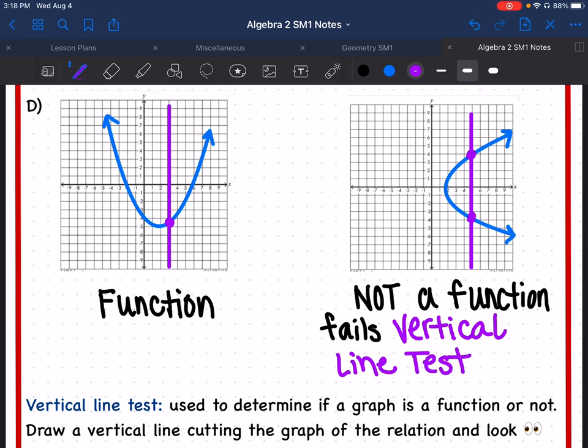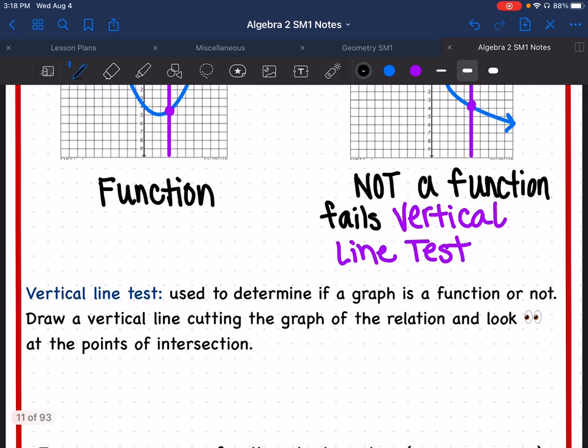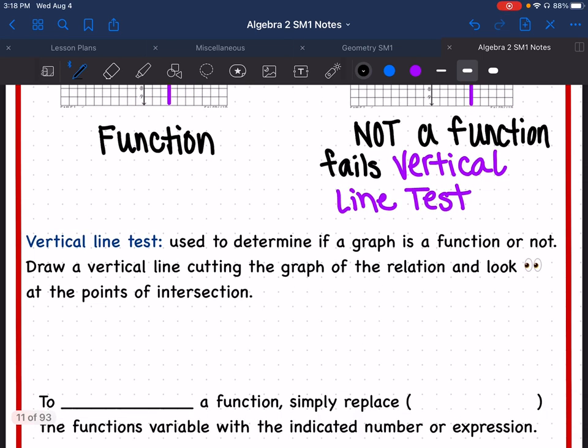test. To pass the vertical line test, you can only touch the graph once. If you touch it more than once, it only takes two, then you failed the vertical line test and you are not a function. So there's the definition of the vertical line test for you. It's used to determine if a graph is a function or not. You just need to draw a vertical line cutting your graph of your relation and look at the points of intersection. More than one, not a function. One, it is a function.